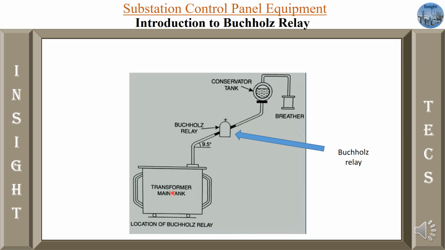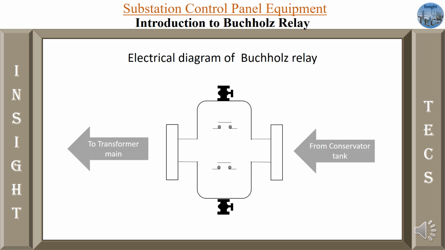Now what is the use or the operation of a Buchholz relay? Do you know that? A Buchholz relay is a security device which is normally used in large oil immersed transformers. Its purpose is to protect the transformer from the various kinds of faults happening in the transformer, like short circuit, interturn, or any kind of core fault, or any fault that is happening within the transformer.